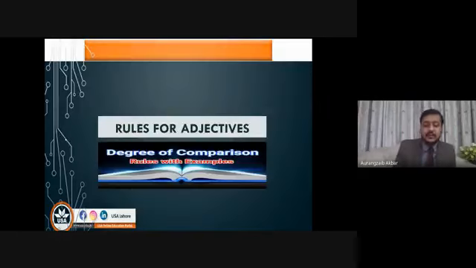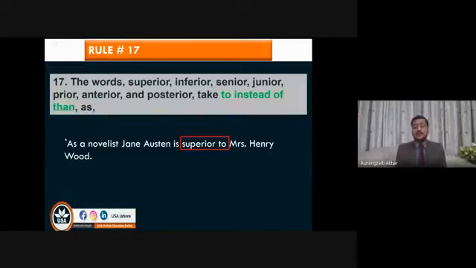Then we have discussed the rules for adjectives. There are a few adjectives like superior, inferior, senior, junior, that always take "to" after them rather than "than". So instead of using "than", we should use "to" after them. He is inferior to me, he is junior to me, he is superior to us. So we need to remember this.